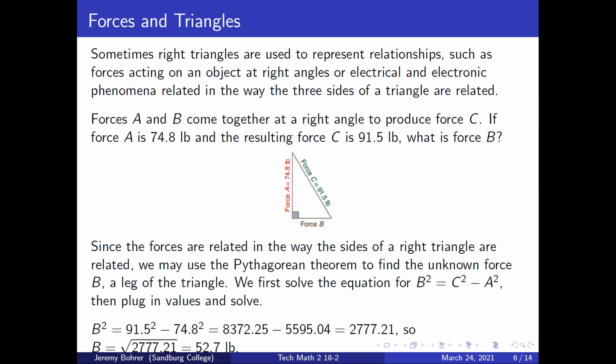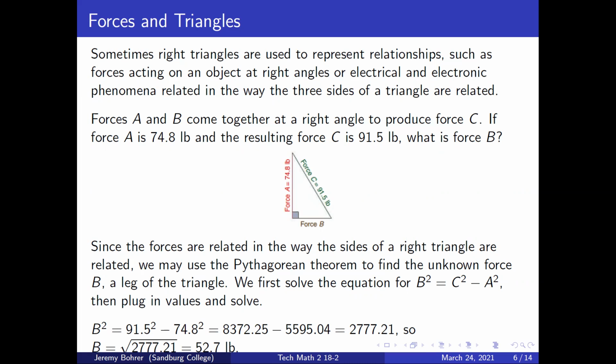Sometimes right angles are used to represent relationships, such as forces acting on an object at right angles or electrical and electronic phenomena related in the way the three sides of a triangle are related. Forces A and B come together at a right angle to produce force C. If force A is 74.8 pounds and the resulting force C is 91.5 pounds, what is force B? Since the forces are related in the way that sides of a right triangle are related, we may use the Pythagorean theorem to find the unknown force B, a leg of the triangle.